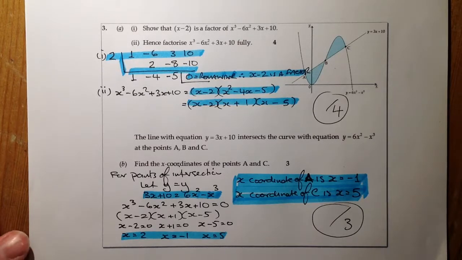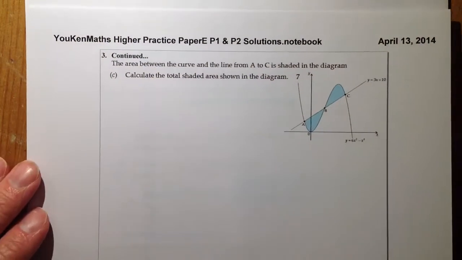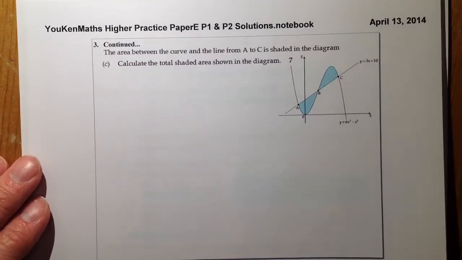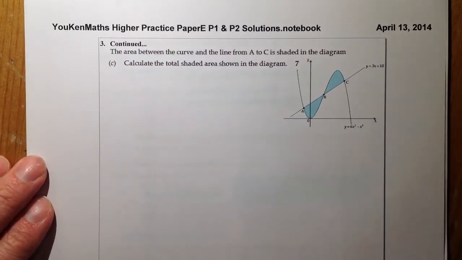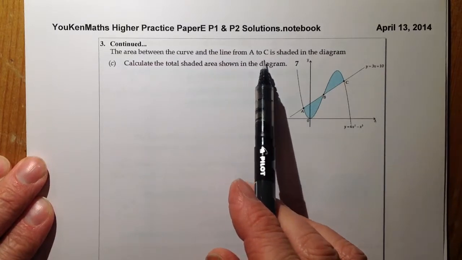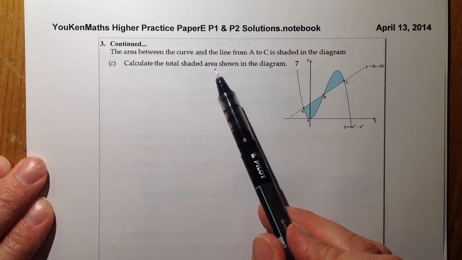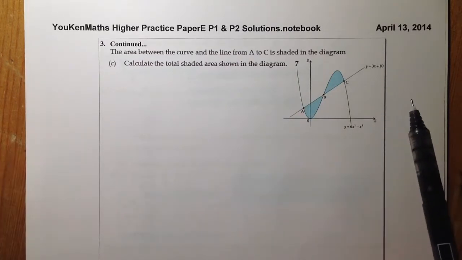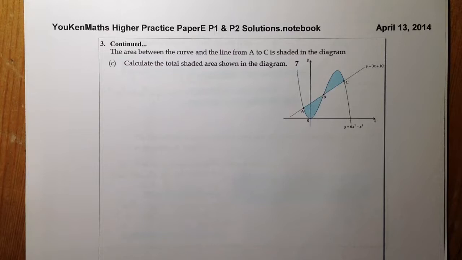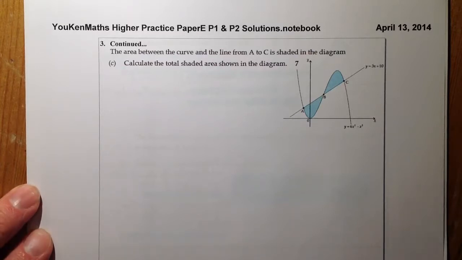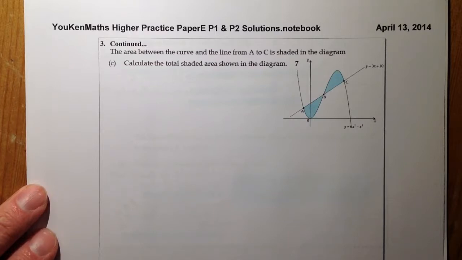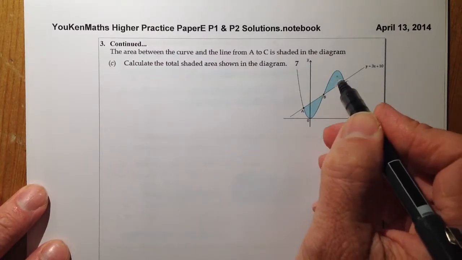Okay, let's have a look at the next part of the question. What we have here is the area between the curve and the line from A to C shaded in the diagram. Calculate the total shaded area shown here. Right, so we've already got the points for A, B and C. We know the x coordinates of that. So I can integrate, and I'll know the limits that I'm going to use. So let's work out the area of BC first of all.